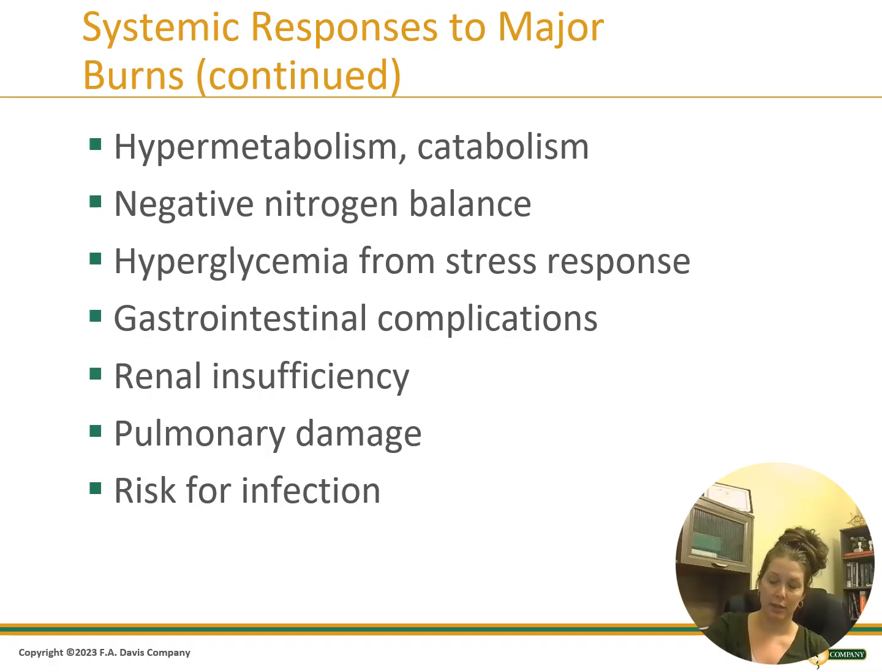GI complications. So that is going to look like reduced perfusion to our gut, causing an ileus, ulcers, or GI bleeding. Okay, so we want to prevent this with our early enteral feedings, and then acid suppression, like our PPIs. So with these people you're going to usually see a feeding tube placed.